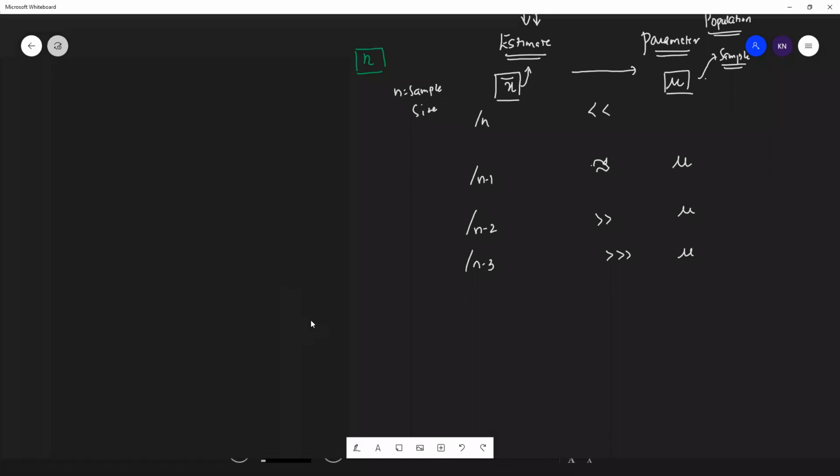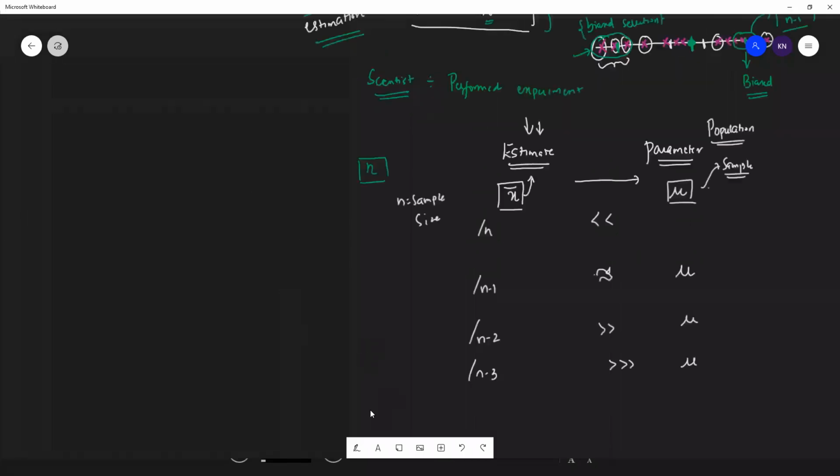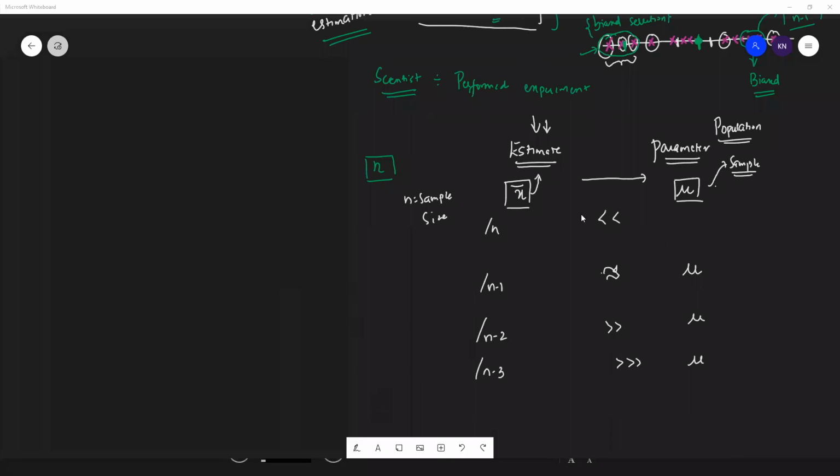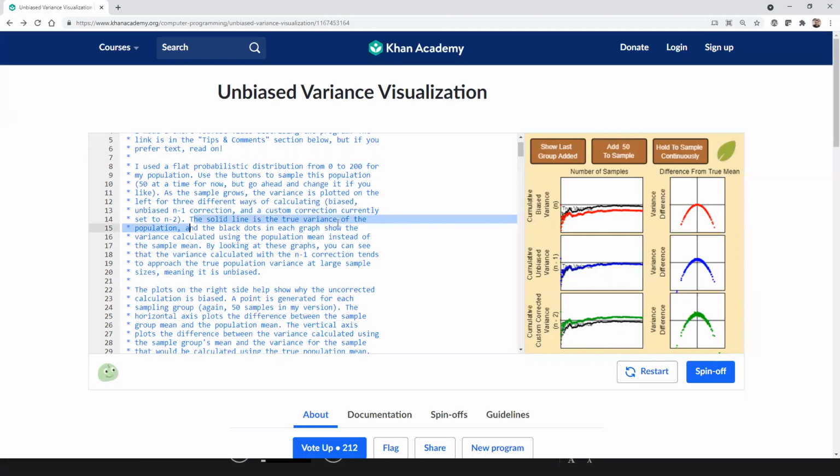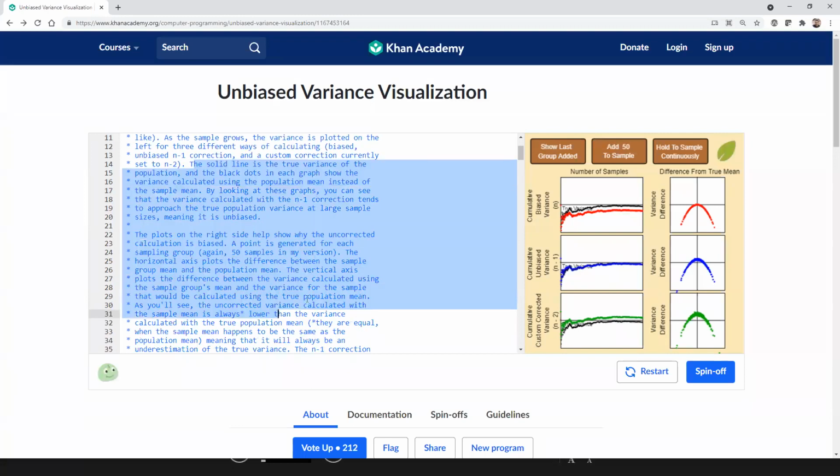Black color is the sample mean and green is the true mean. Okay, let's answer that later. How can this black color be the mean? It is just showing you some gap, like a confidence interval. Your value may be ranging from this to this. See over here, it says the solid line is the true variance. The black dots in each graph show the variance calculated using the population mean instead of the sample mean. Just read this, you'll be able to understand.